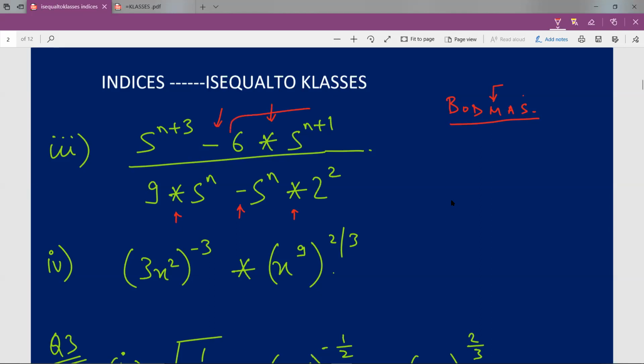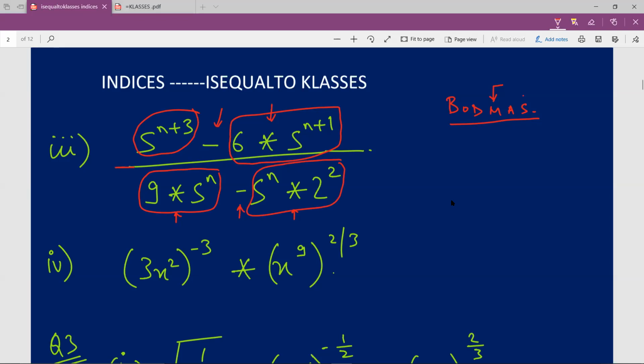So this will be taken as one part. Similarly, this multiplication will have a priority on this subtraction. This multiplication has a priority on this subtraction. So this will be considered to be one part. This will be considered to be one part. And of course, this is one part. So this should be your fundamental approach when you are solving these questions. So please note this question down, and we'll start on the next screen.